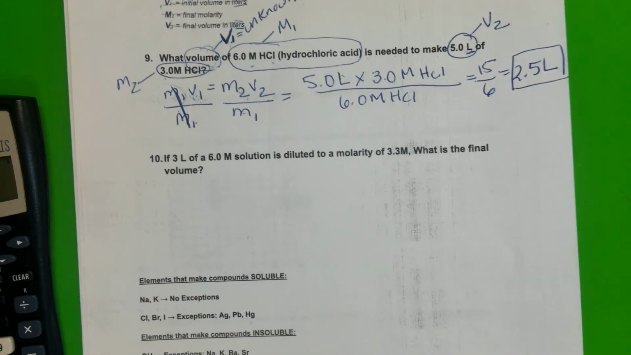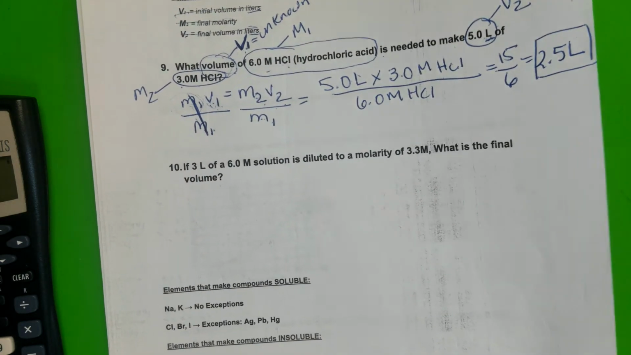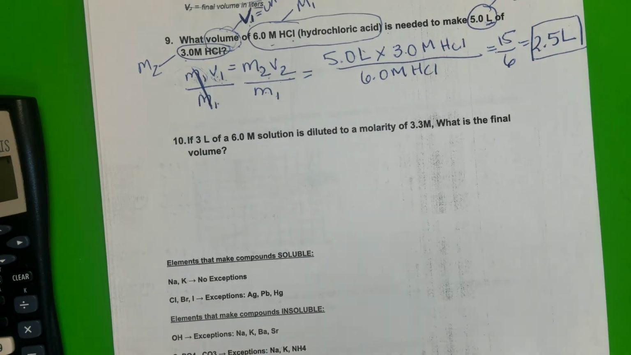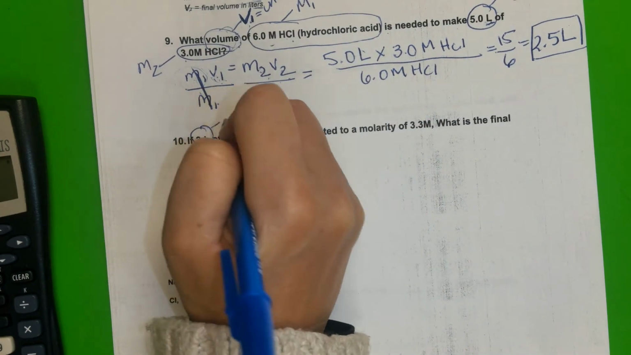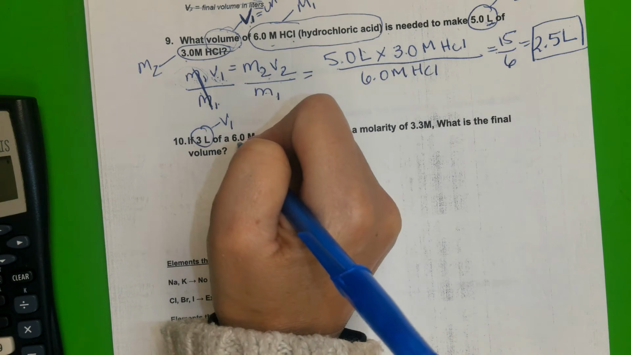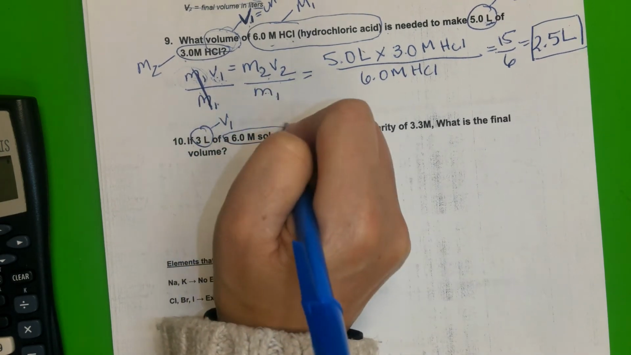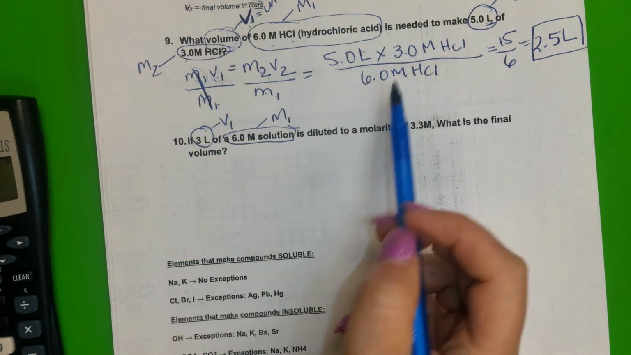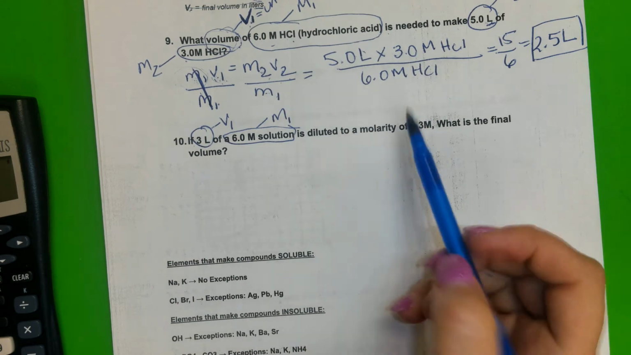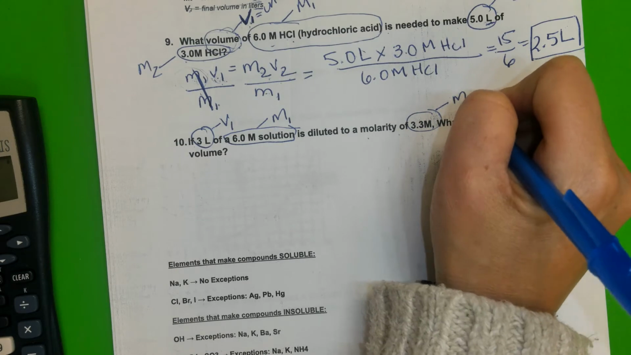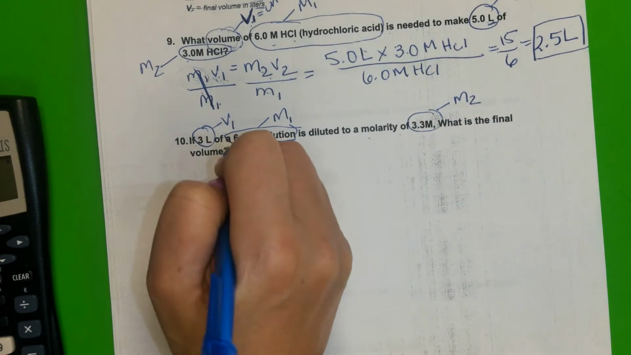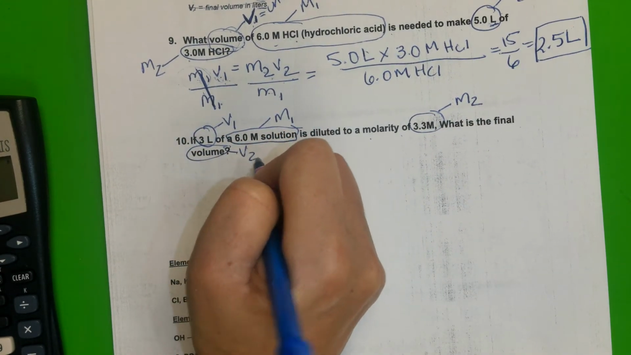Okay, let's look at the next one. 3 liters will be my V1. The 6.0 molarity will be my M1, and it's diluted to a molarity of 8.3, which will be my M2. What is the final volume? That will be my V2.